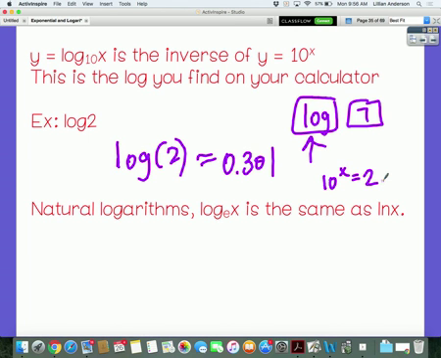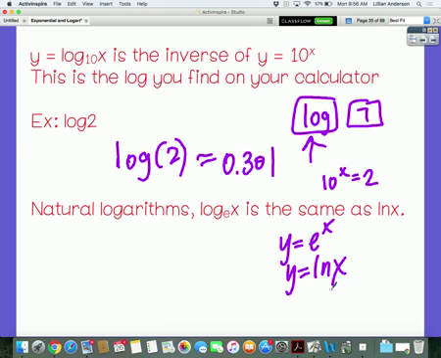Okay? Natural logarithms are ones that have e as your base. So log base e of x is basically simplified down to be ln of x. Those are your natural logarithms. So e to the x and ln of x, they are inverses of each other. Okay? Some of you guys might remember this from the past, but they are inverses of each other. Okay?